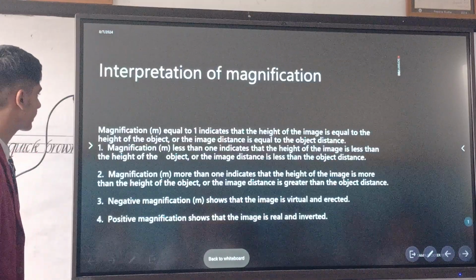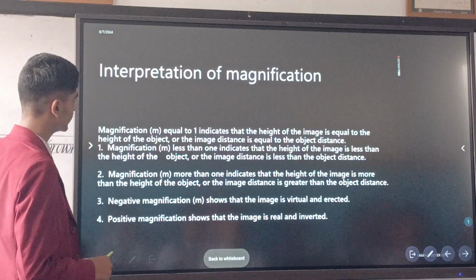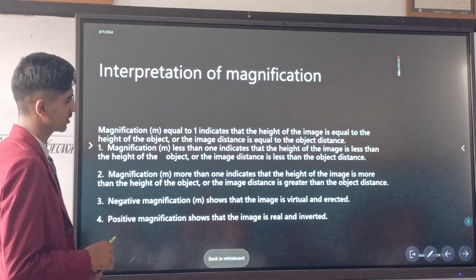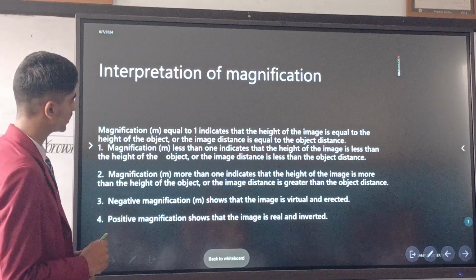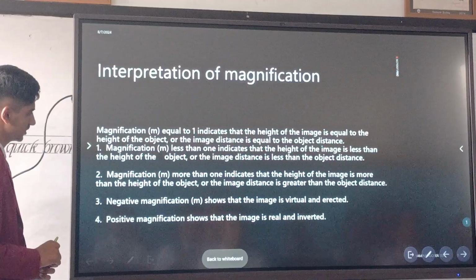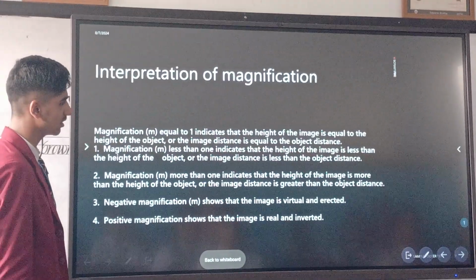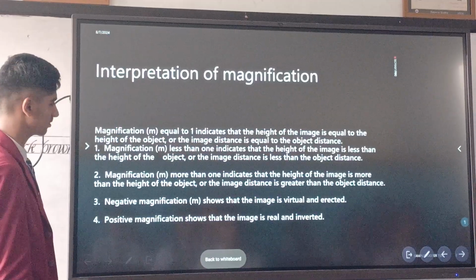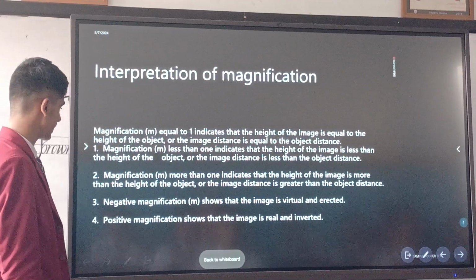Interpretation of magnification. Magnification equal to 1 indicates that the height of the image is equal to the height of the object, or the image distance is equal to the object distance. First, magnification m less than 1 indicates that the height of the image is less than the height of the object, or the image distance is less than the object distance.